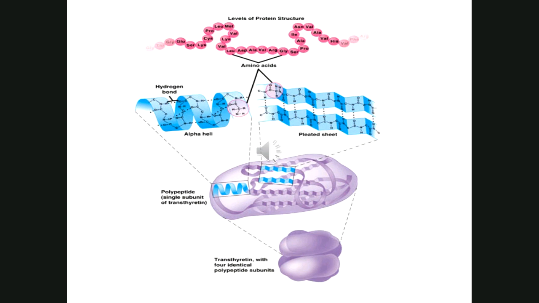So we are going to go to another macromolecule, which is the nucleic acid. There are two types of nucleic acid. We have deoxyribonucleic acid and ribonucleic acid. The only difference between them is the sugar.